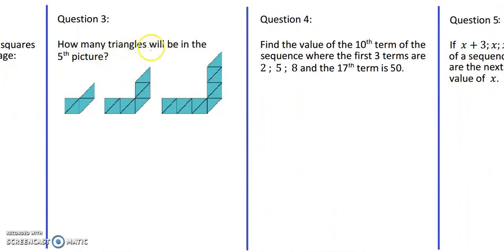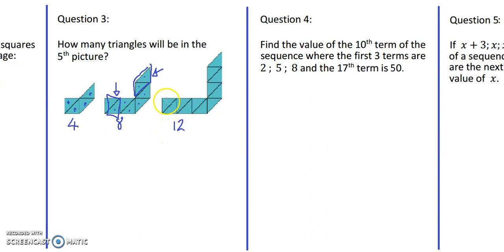Question 3. How many triangles will be in the fifth picture? Well, let's look at this. 1, 2, 3, 4 triangles in the first picture. 1, 2, 3, 4, 5, 6, 7, 8 triangles in the second. But if we analyze the difference between the first picture and the second picture, we can see that 2 were added on this side and 2 were added on that side. So those 2 are new and those 2 are new. So following that logic, we could say the next one is 12.